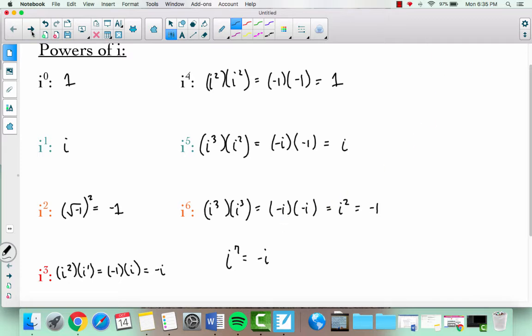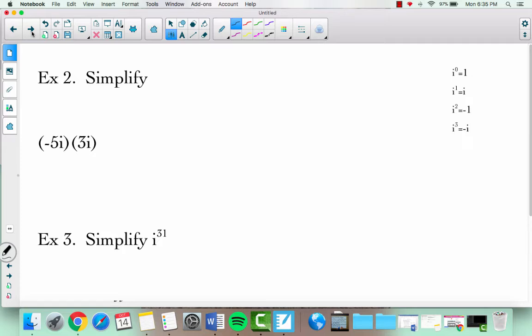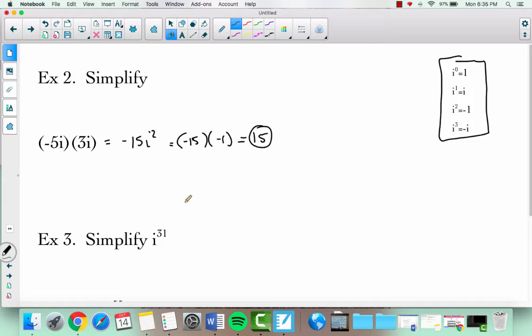So let's use this concept to help us simplify some examples. In example 2, it says to simplify -5i times 3i. If I multiply those together, -5 times 3 is -15, and i times i is i squared. And we never want to leave i's with a higher exponent other than 1. So remember we said in that list over here that here's my four common solutions. So i squared is the same as -1. So I'd have -15 times -1, which is +15. And we're done.